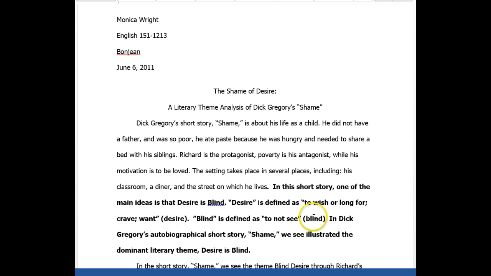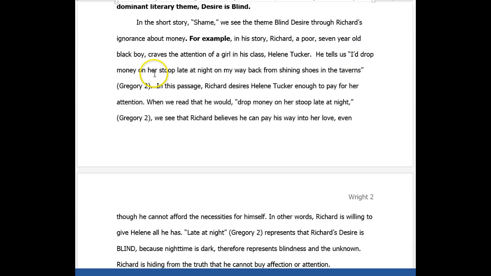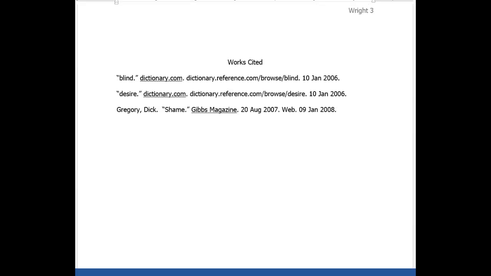Desire, blind, Gregory, which we notice here. I dropped money on her stoop late at night on my way back from shining shoes in the taverns. Gregory 2. That means that in Dick Gregory's short story, this passage is on page 2. You'll also notice that the works cited page, you might say to yourself, well, how do I know what goes where? What you do is you take a look at the first letter of each entry, and the first letter of each entry lets you know alphabetically where it goes. So B goes first, then D, and then G.